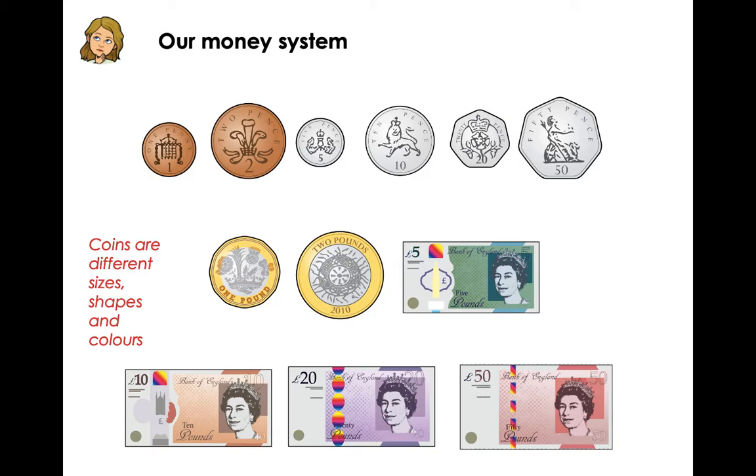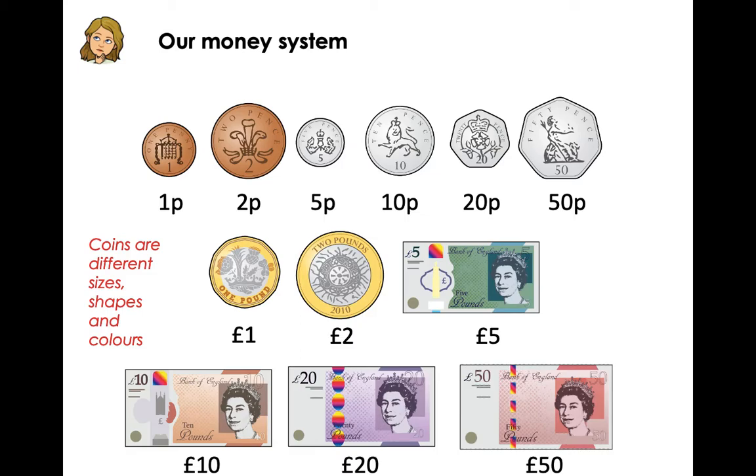Okay, so we have the coins here and the notes, just to recap what the value of them is. So we have a 1p and a 2p, and then we have our silver coins, our £1 and our £2, and then our notes. And remember, the £5, the £10 and the £20 notes are the most common notes that we would see.